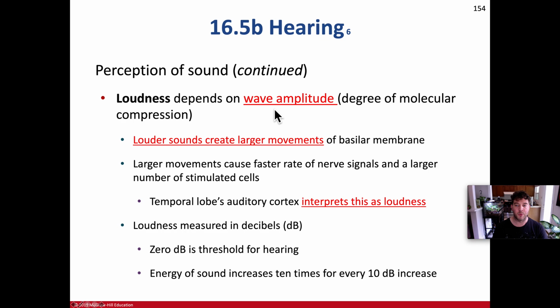Loudness depends on wave amplitude, the degree of molecular compression. So louder sounds create larger movements of the basilar membrane. So degree of molecular compression: how much are those molecules being pushed and vibrated and moved through that sound?